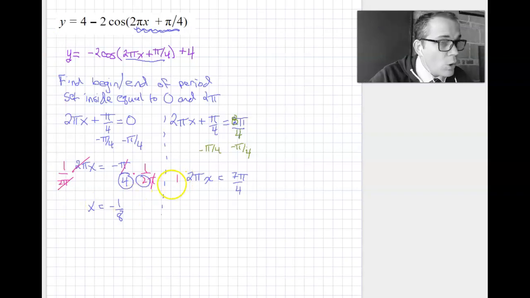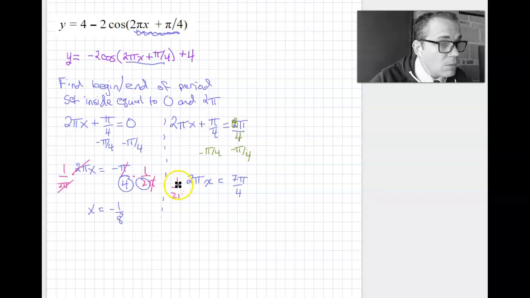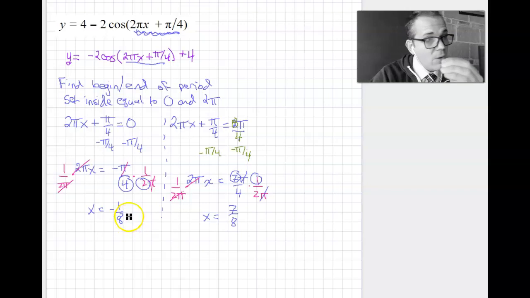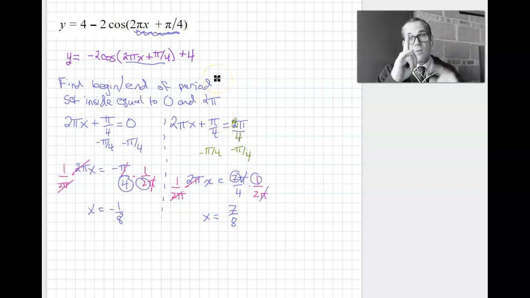So I'm going to take 1 over 2 pi on both sides. Whoa! Hit the mouse button by mistake. These will knock each other out, leaving just x. And of course, this pi knocks out this pi, leaving me with 7 times 1 on top and 4 times 2 on the bottom. That's 8. So what I've just figured out is that if x equals negative 1/8, I get the cosine of 0. And if x equals 7/8, I get the cosine of 2 pi. I've got the beginning and the end of one full period.